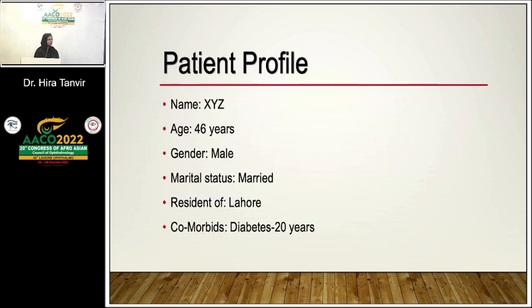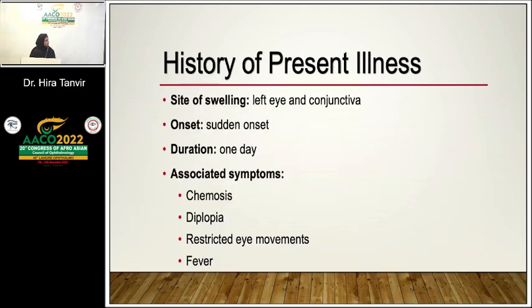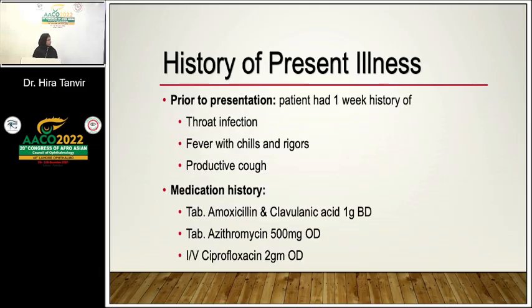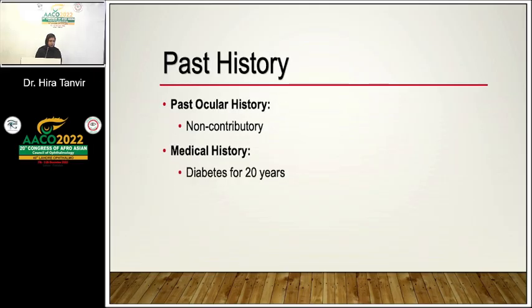A 46-year-old diabetic gentleman from Lahore presented to us in the OPD with a complaint of swelling in the left eye for 1 day. The swelling was associated with restricted eye movements and proptosis. 1 week prior to the presentation, my patient had an upper respiratory tract infection for which he was taking oral and intravenous antibiotics. He stopped these antibiotics after the due course, but 2 days thereafter he had sudden swelling of the left eye. The systemic review of the patient was non-contributory. The past history was significant only for diabetes for which he was taking oral hypoglycemic drugs.